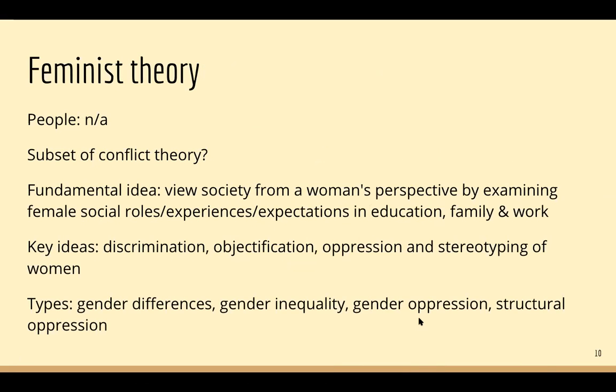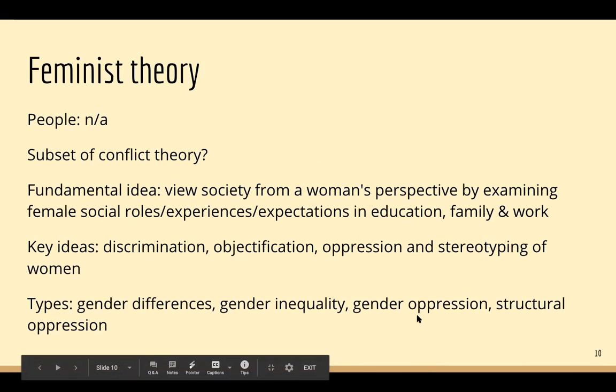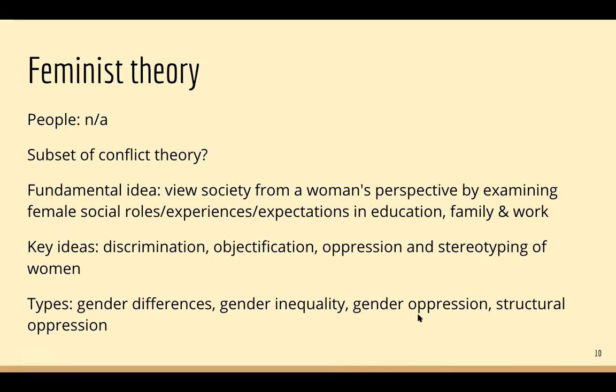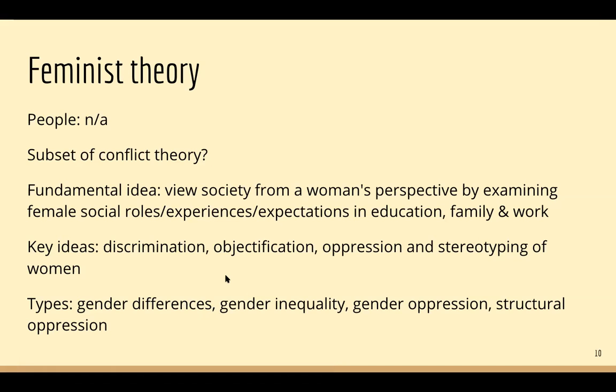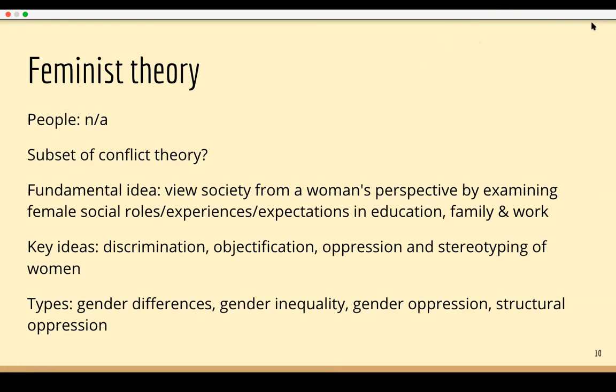Lastly, we have feminist theory. Again, no people really need to be memorized for this. This can be seen as a subset of conflict theory at times, but feminist theory has a little bit more nuance. As I listed here, it can be seen as just gender difference, or in terms of gender inequality or gender oppression, structural oppression. These two fall more into conflict theory, but gender difference would sound more like functionalism, as in men and women having different roles in society. And that's why it's important to have a perspective that looks from the women's side of things.